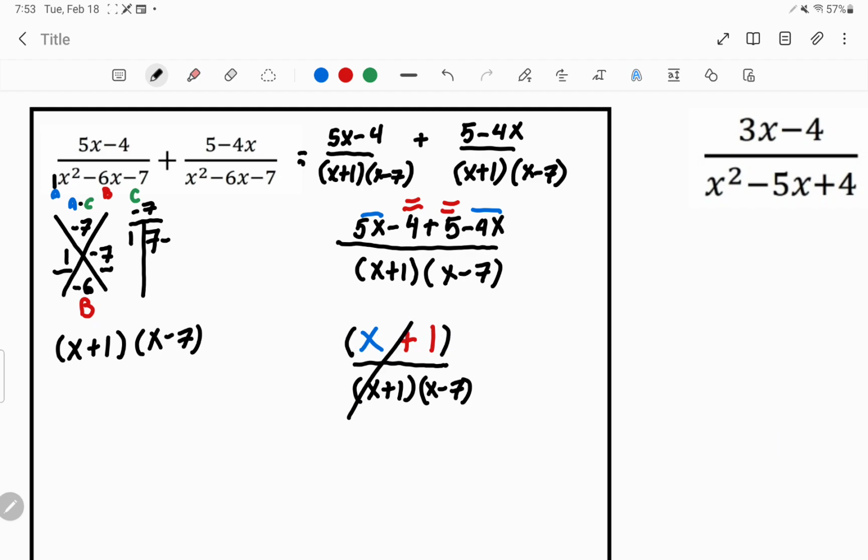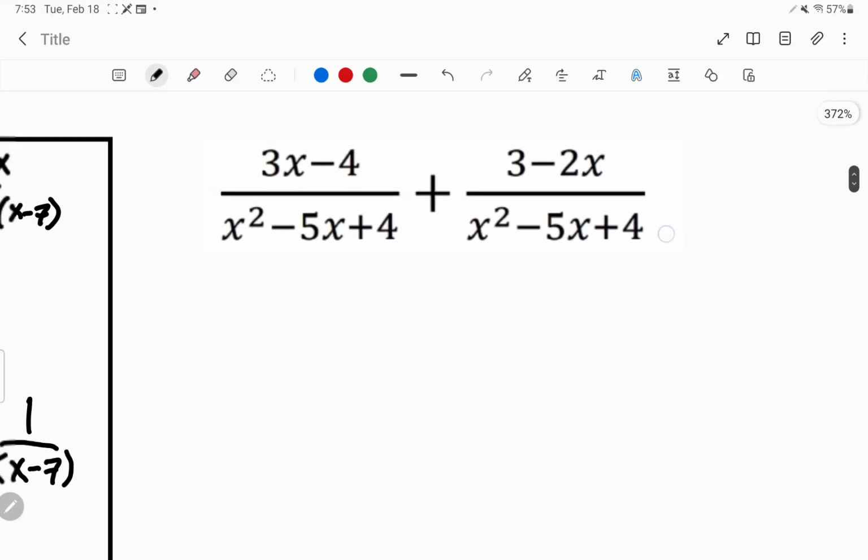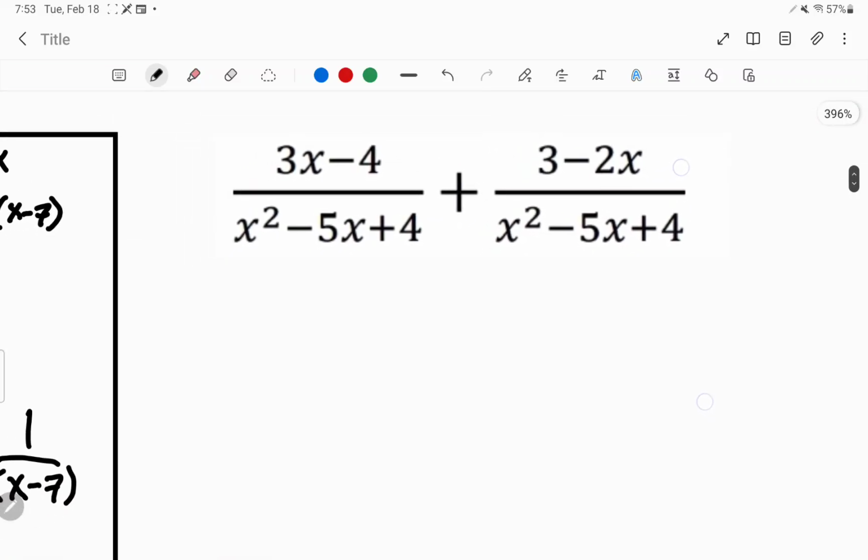The x plus 1s cancel. So knowing that, my answer is going to turn into 1 over x minus 7. Boom, and we're done. All right, let's do another one just so I can show you the same concept. This one right here is the same thing. So let's do the x method. Let's figure out what's going to go on the bottom, and then we'll rewrite it.